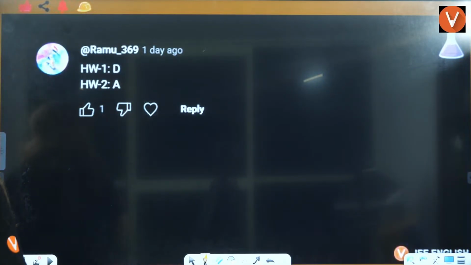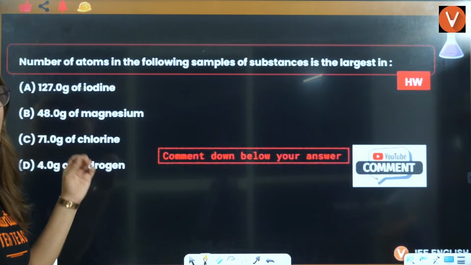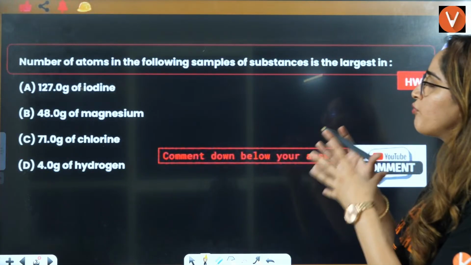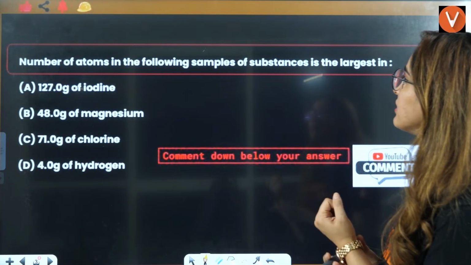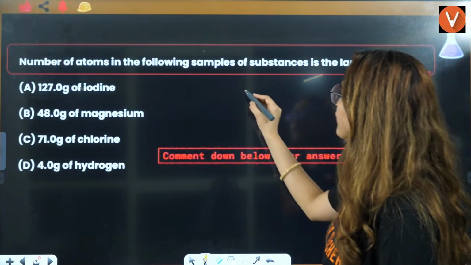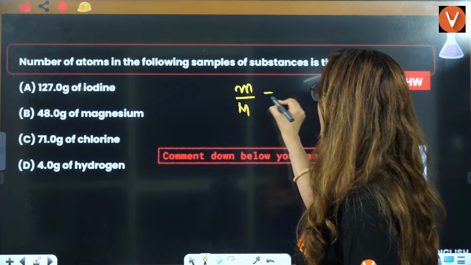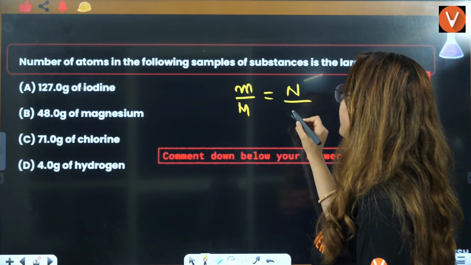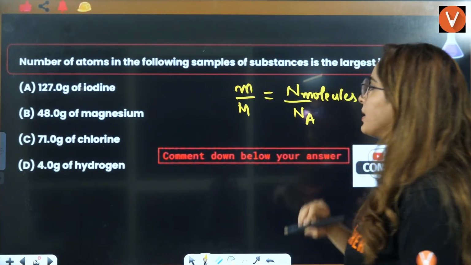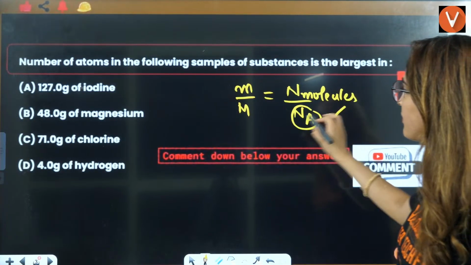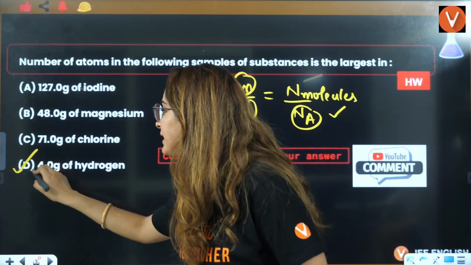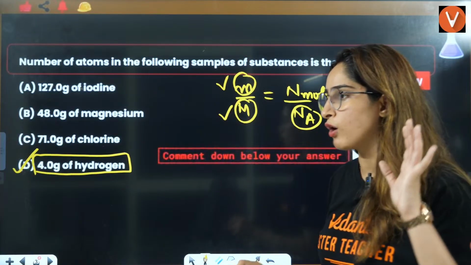Now, let's see what the homework was that I gave you. This concept was based on number of moles and mole concept, where you have to find the sample with the largest number of atoms. What you have to use here is: number of moles equals mass divided by molar mass, equals number of atoms divided by Avogadro's number. After solving, you can calculate the molar mass for all, and mass is given for all. The correct answer will be D.